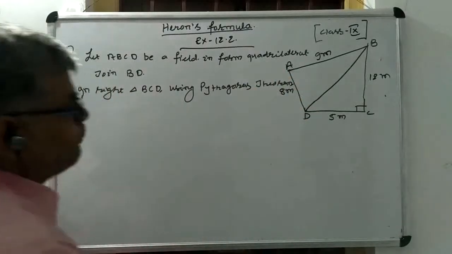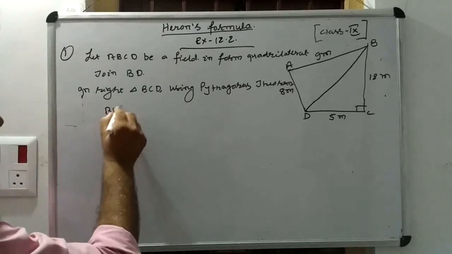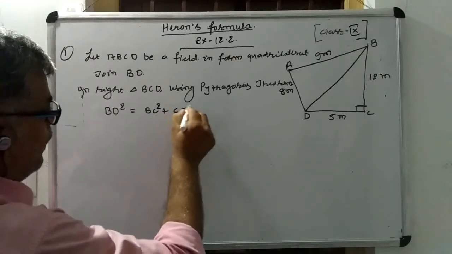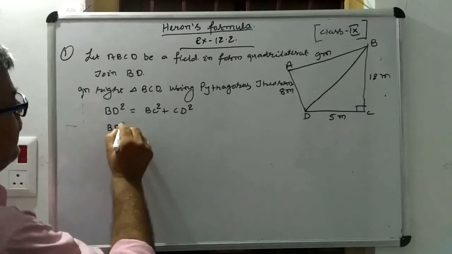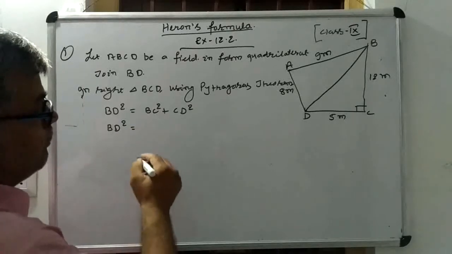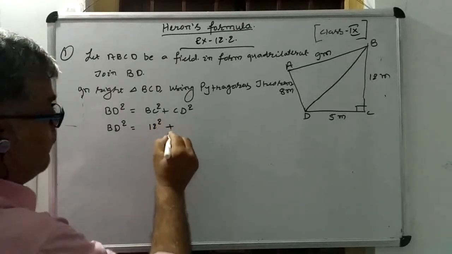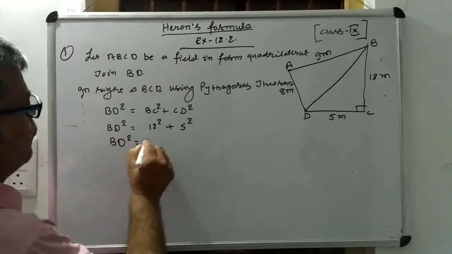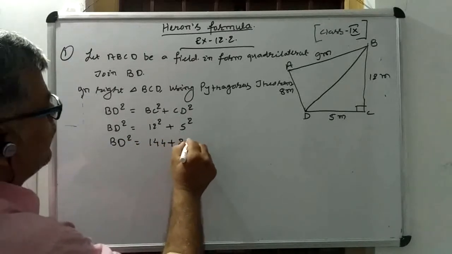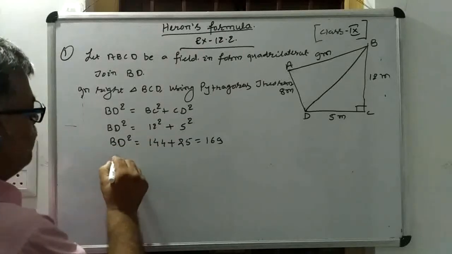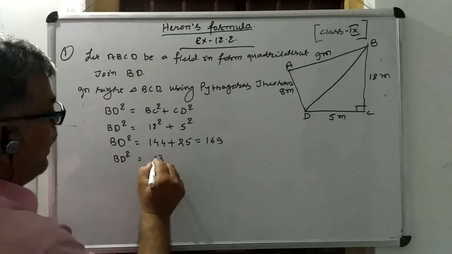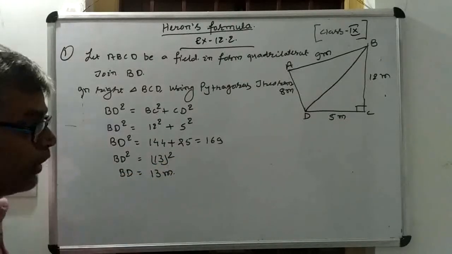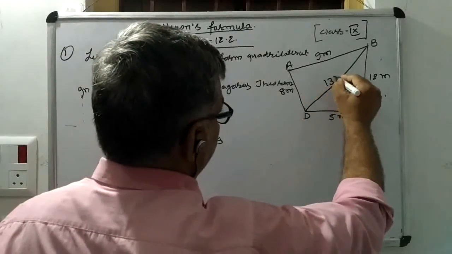So we can write BD square equals BC square plus CD square. Now BD square will be equal to 12 square plus 5 square. So BD square will be equal to 144 plus 25, which will be 169. So BD square will be the square of 13. So your BD will be 13 meter. Now you got your BD, which is 13 meter.